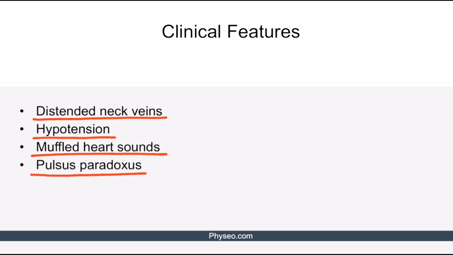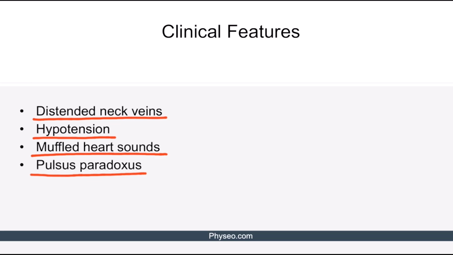And the hypotension occurs due to an acute drop in the cardiac output, due to the acute drop in preload and stroke volume. And the heart sounds appear muffled because there's so much fluid in that pericardial sac. So when you're trying to listen with a stethoscope, you've got so much more water and fluid to listen through, so it sounds more distant or muffled.